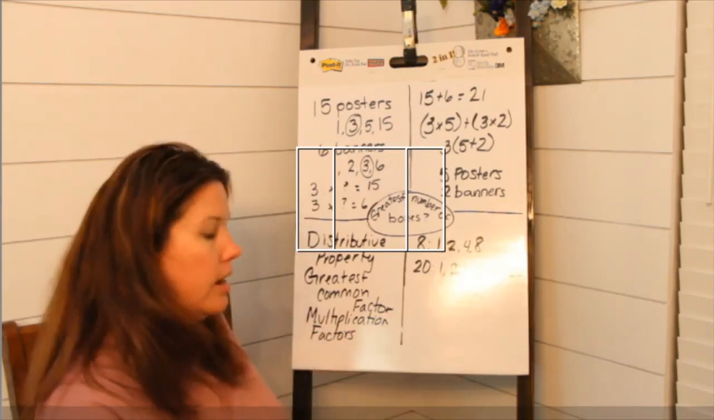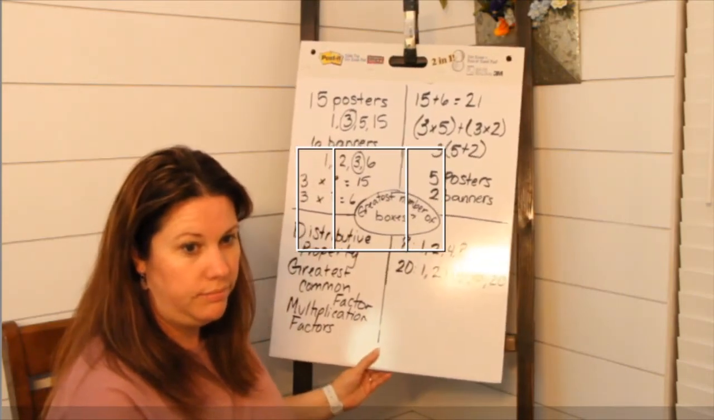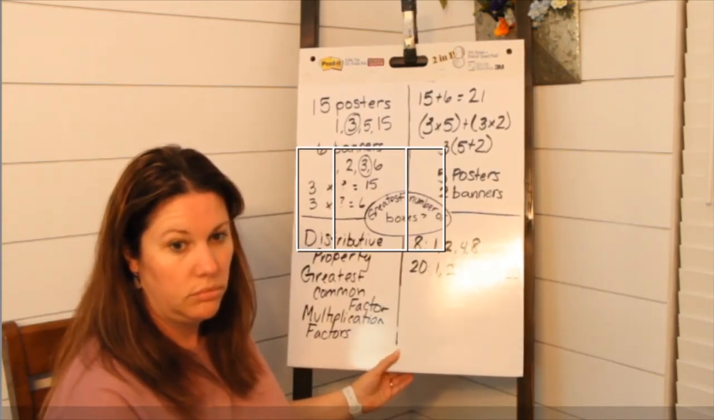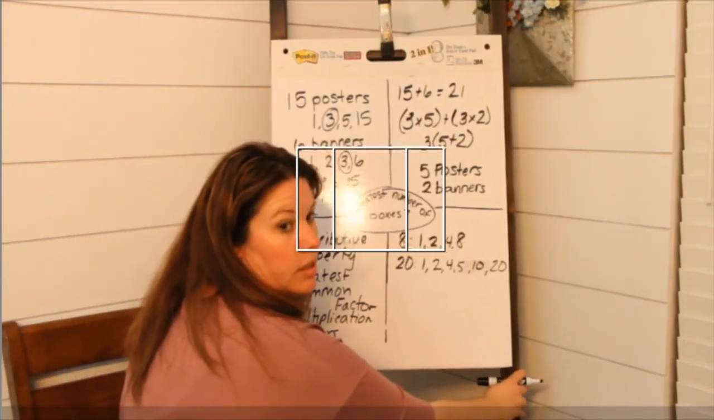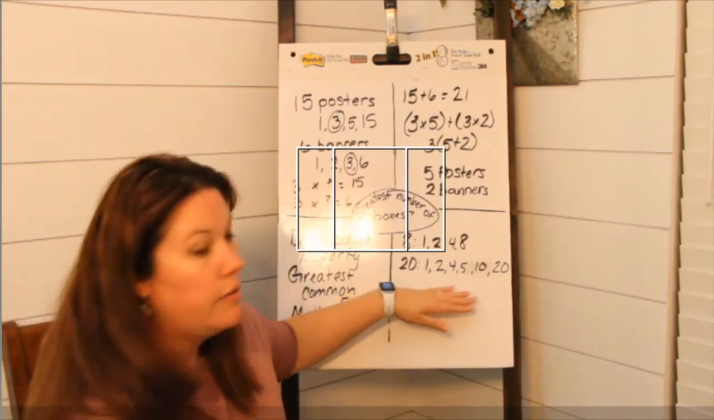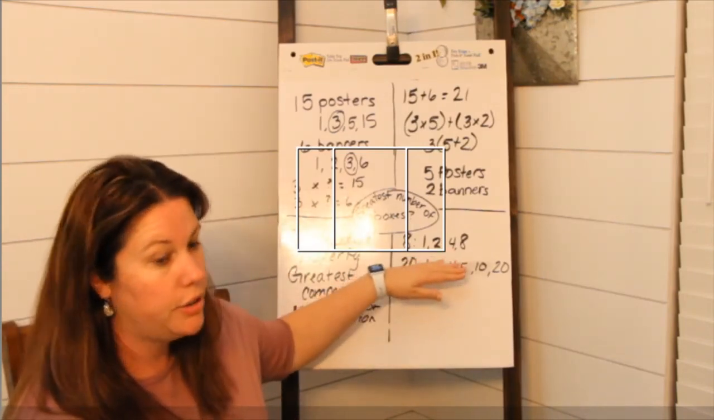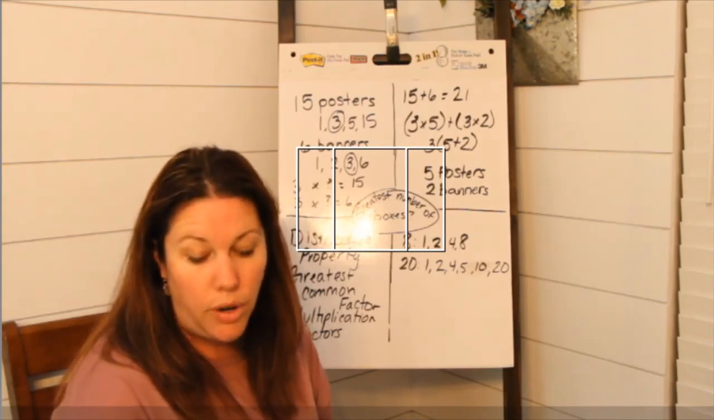Can you guys see that? I know that there's a glare. Let's see. There we go. Okay, there we go. So here's our factors for 20, and here's our factors for 8. Okay, so right now, so far, we've gotten our factors.